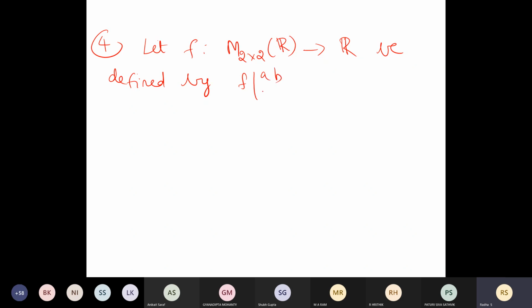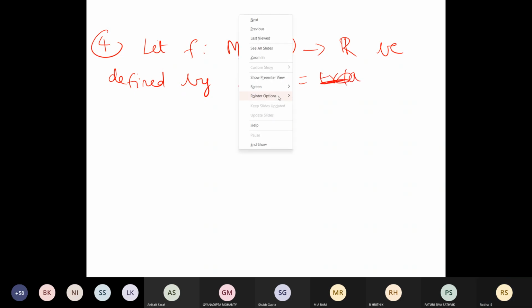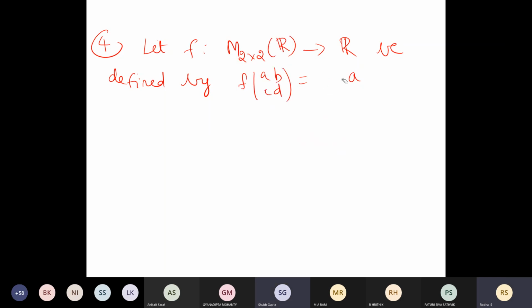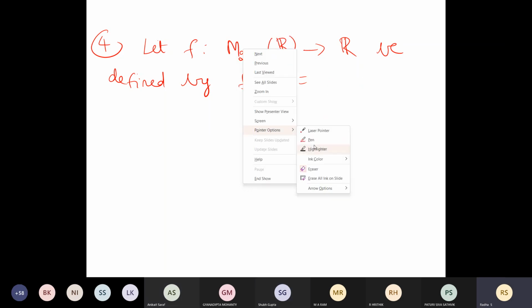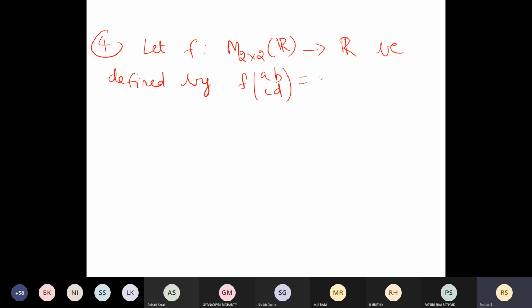f of A, B, C, D is equal to trace of A, B, C, D. Correct. What do you mean by trace of a matrix? Sum of diagonal elements. Yes, good. So I can write A plus D, defined by this. Check whether f is a homomorphism.